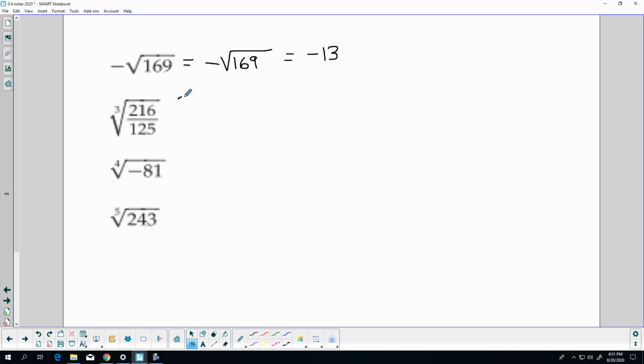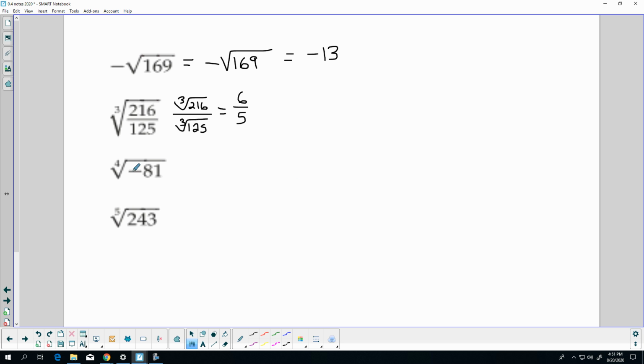On the second one, I'm going to think of that as the cube root of 216 over the cube root of 125, which is going to give me 6 over 5. Leave it as a fraction.